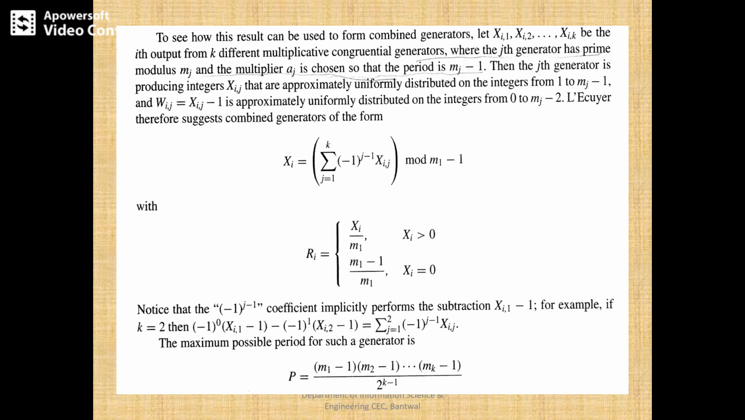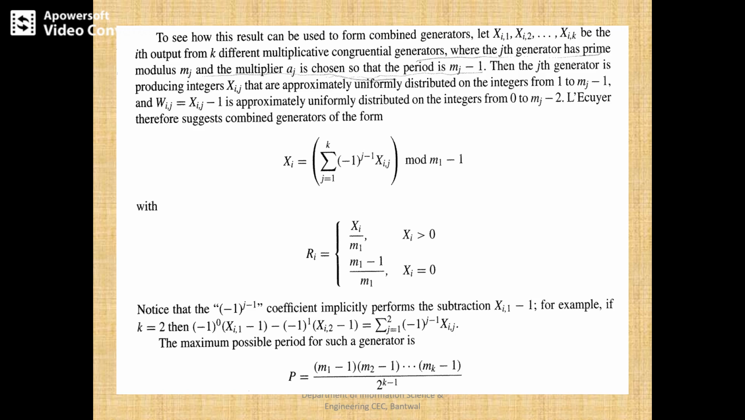For example, if k is equal to 2, there are minus 1 to the power 0 times Xi1 and minus 1 to the power 1 times Xi2, like that. The maximum possible period of such a generator is P equal to (m1 minus 1)(m2 minus 1)...(mk minus 1) divided by 2 to the power k minus 1, which is achieved by a generator with all the combined results.